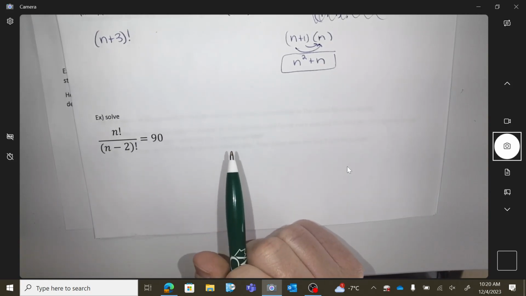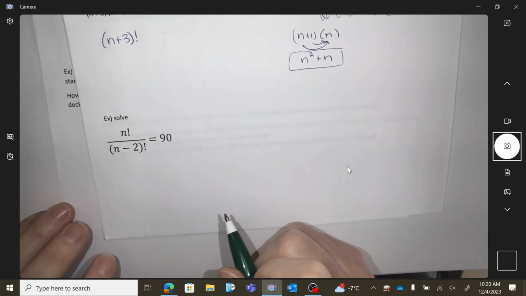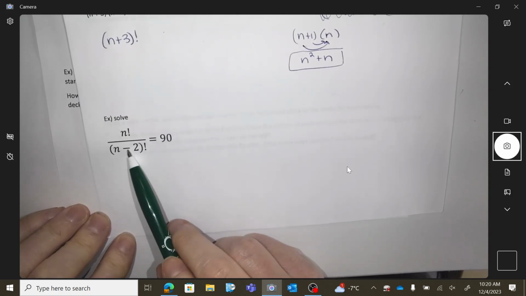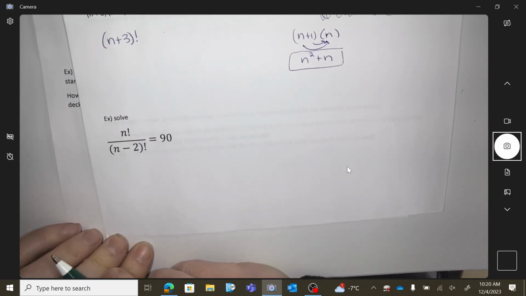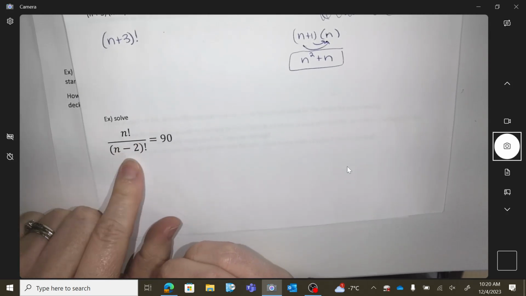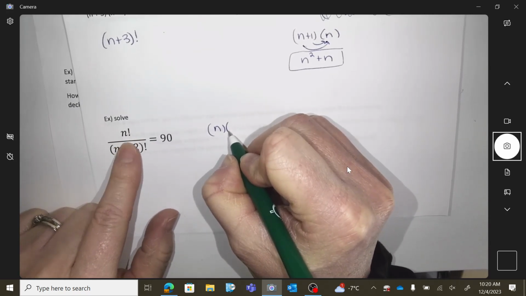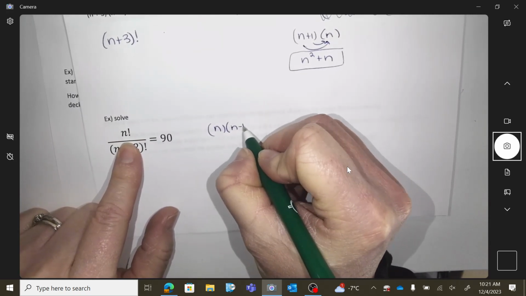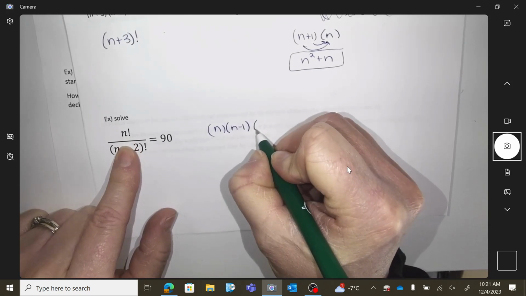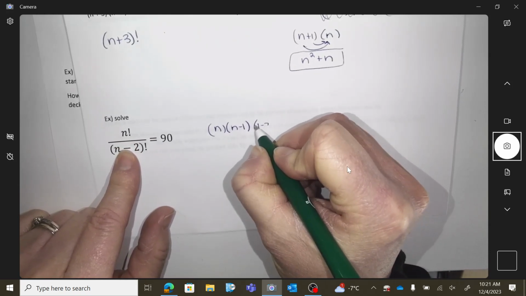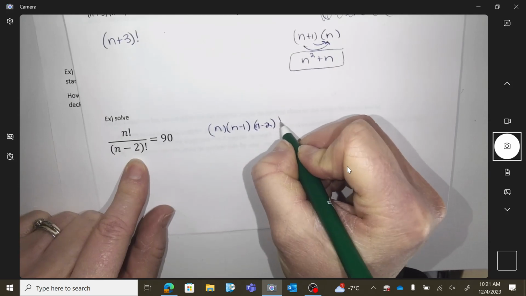Okay, so this one, which one of these is a larger number, n or n minus 2? N is bigger than n subtract 2. Okay, so n, go down. And n minus 1 is down from that. And n minus 2 and beyond.